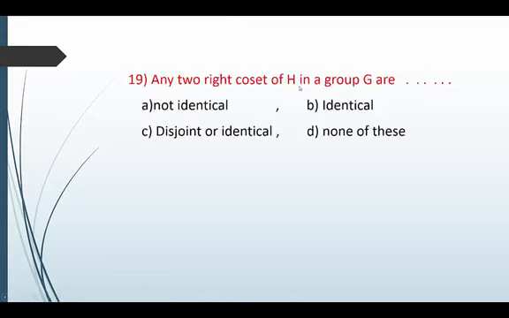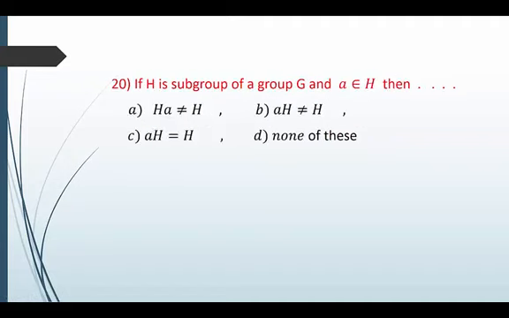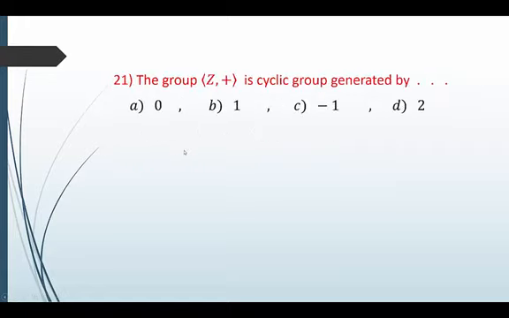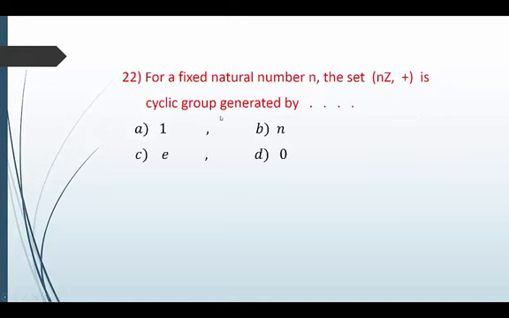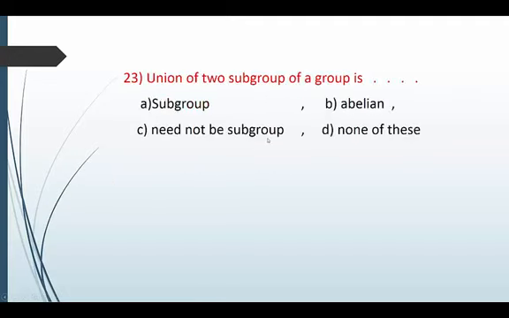19. Any two right cosets of H in a group G are disjoint or identical. Answer is C, option disjoint or identical. 20. If H is a subgroup of group G and a belong to H, then aH equal to H. C option, aH equal to H. 21. The group Z plus is a cyclic group generated by 1. B option 1. 22. For a fixed natural number n, the set nZ under addition is a cyclic group generated by this number n. Answer is B, option n.